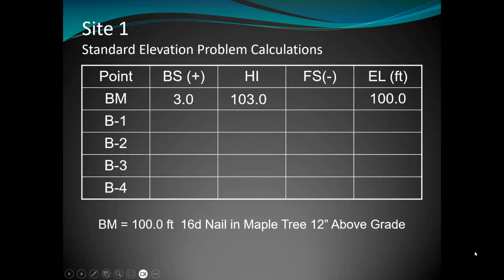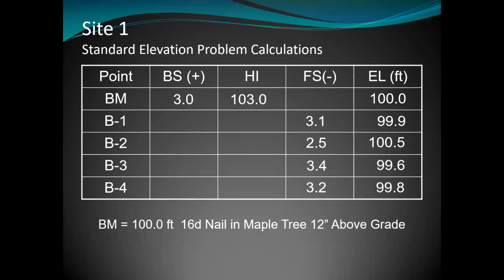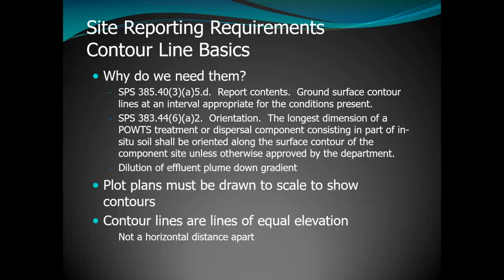So anything else that we're doing here, once we've calculated that: if the reading is 2.5, we subtract that off 103 and we're at 100.5. If it's 3.4, subtracted off 103, we're at 99.6. Seeing 3.2, subtracted off 103, we're at 99.8. So that's how to do that.